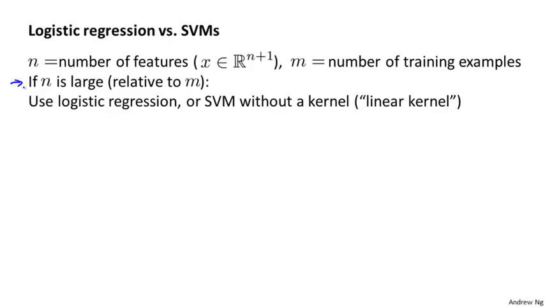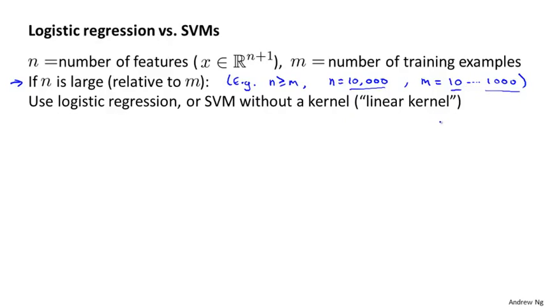Well, if n is large relative to your training set size, so for example, if the number of features is much larger than m. And this might be, for example, if you have a text classification problem where the dimension of your feature vectors is maybe 10,000, and your training set size is maybe 10, maybe up to 1,000. So imagine a spam classification problem, where you have 10,000 features corresponding to 10,000 words, but you have maybe 10 training examples or maybe up to 1,000 examples.